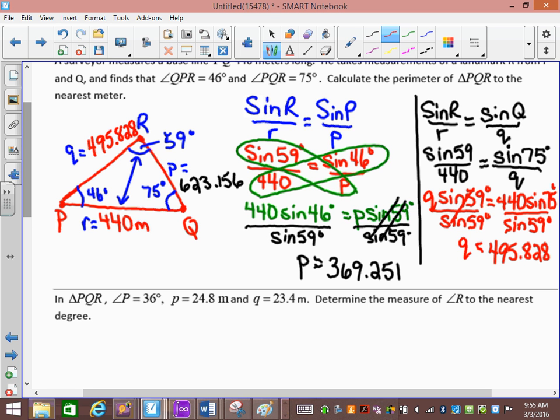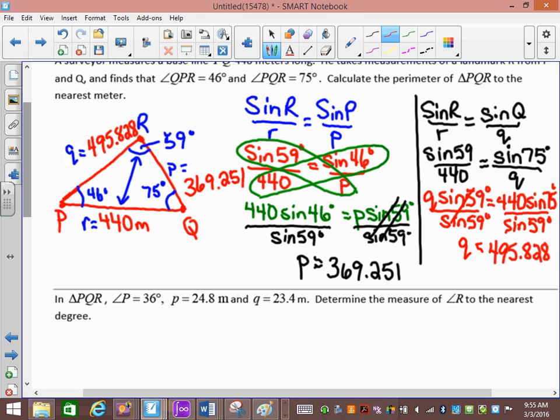Now, you should ask, is it reasonable? The largest angle should have the largest side length across from it. The smallest angle should have the smallest side length across from it. So let's see if that makes sense. No, I still have that 600 there. See, if I kept the 600 there, I would catch myself at this step, because if this is 59 and this is 440, 46 should have less than 440, and I said it's 623, which makes absolutely no sense. So always make sure it's reasonable.